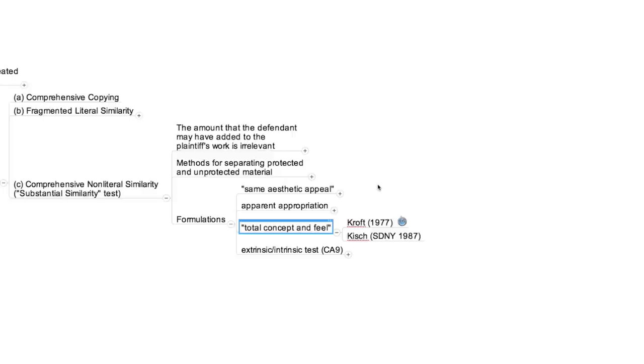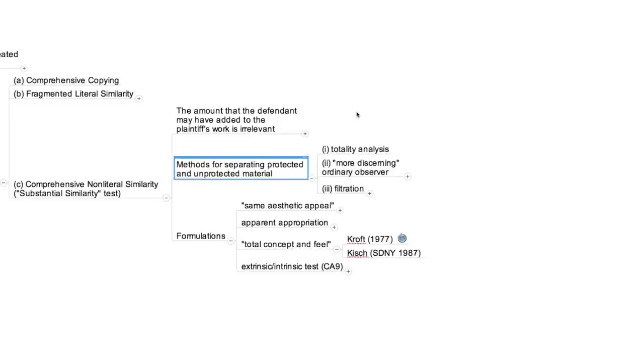The second qualification is that courts will occasionally adjust their glasses when the plaintiff's work contains some unprotected material, as well as some protected material. As you'll recall, I described the two polar positions taken by courts when dealing with such cases, the so-called totality analysis and the filtration approach exemplified by the Altai case. In between those two positions is the so-called more discerning observer test. The Second Circuit, in the Boisson case, explained this approach as follows.